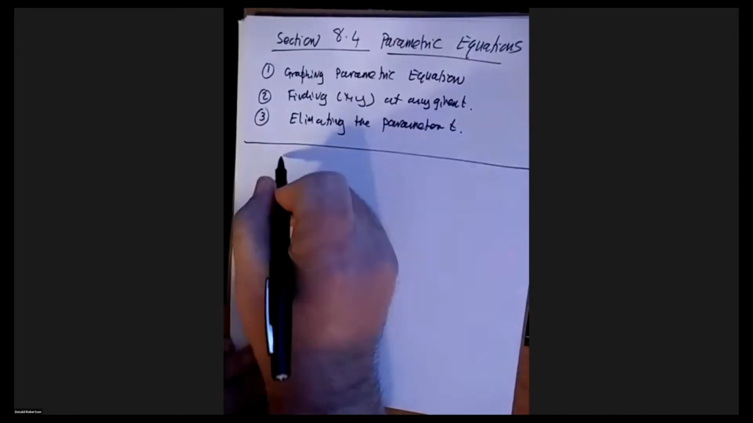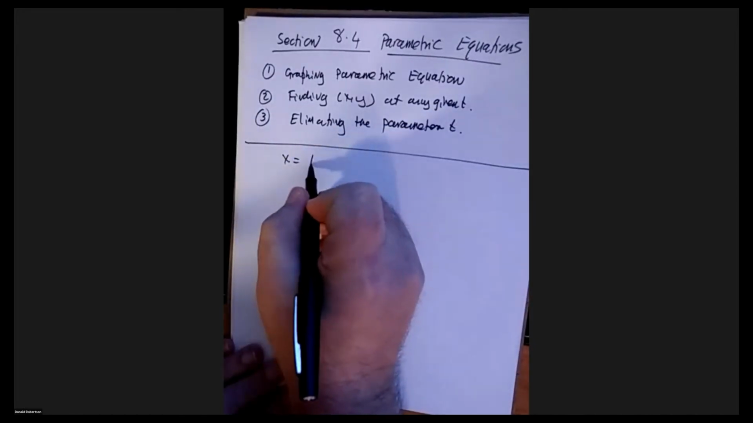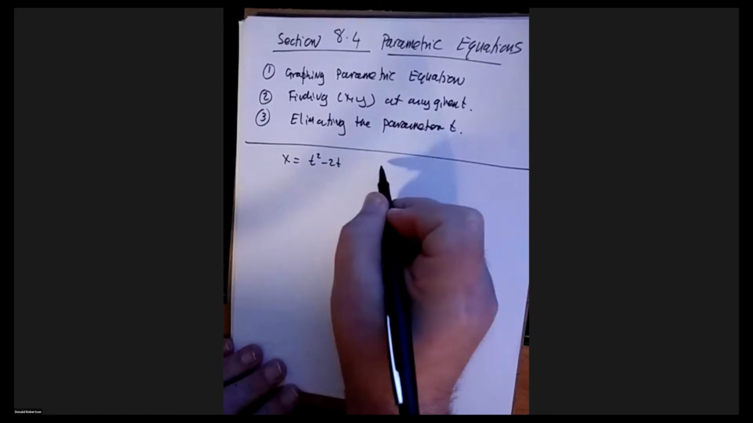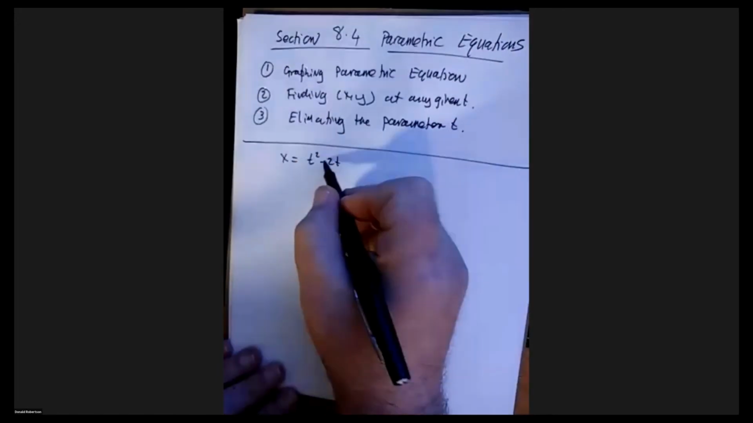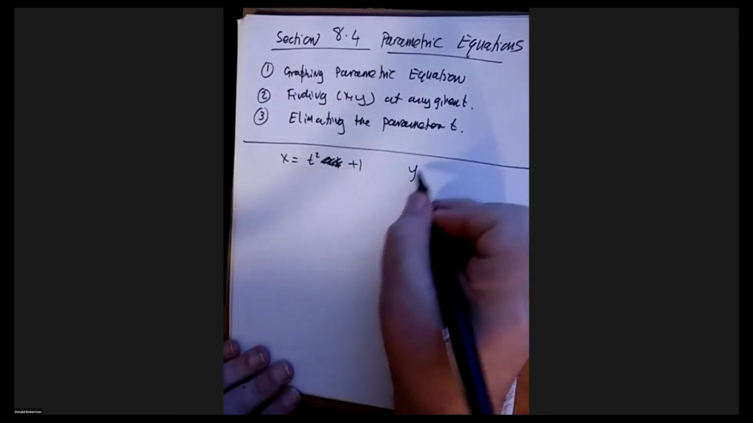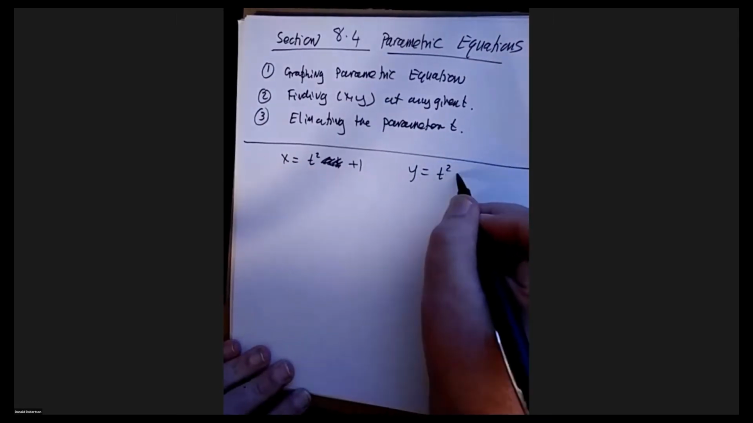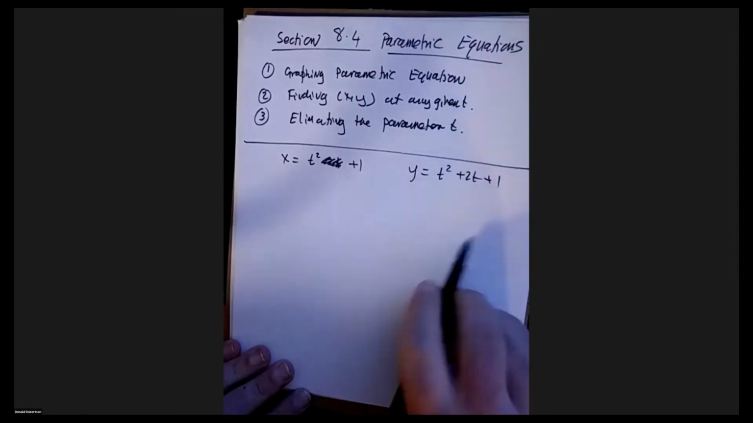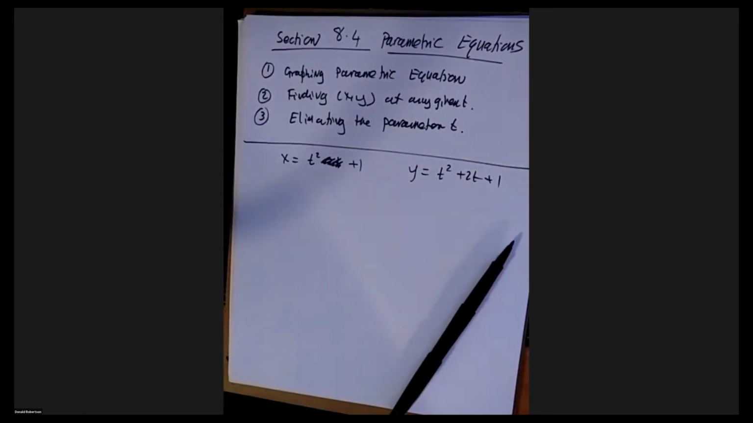So let's have x equal t squared take away 2t, no, bad choice. x equals t squared plus 1, much better choice. And y equals t squared plus 2t plus 1. So we are going to do a parametric equation of this format. Now, the thing that's going to make this easy is the same thing that made polar easy.